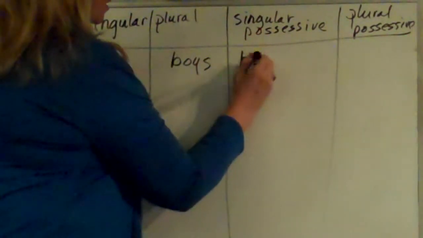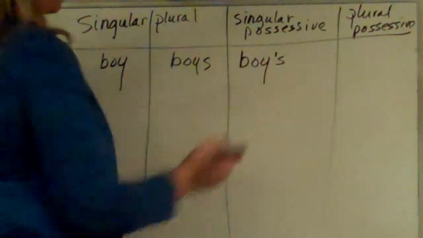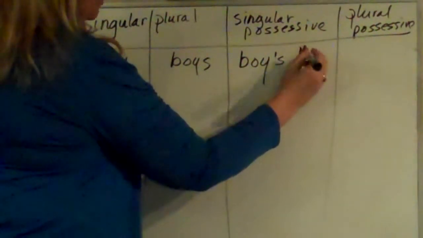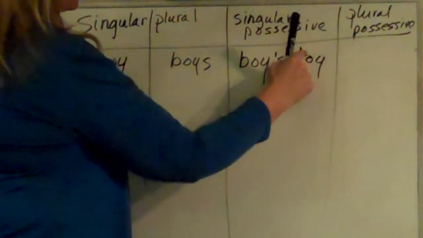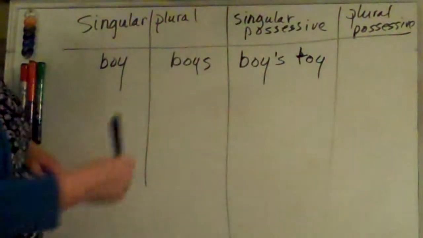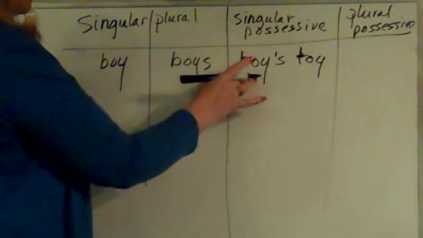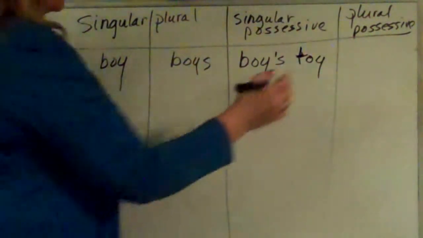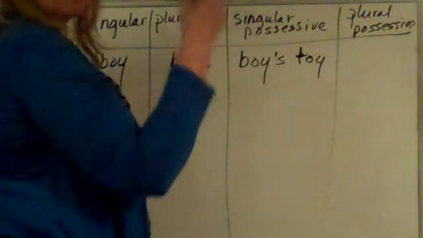right? And you'll notice here I've got boy, apostrophe S, and I told you that when you have a possessive form, it's going to be followed by a noun. Might have an adjective or something in between, but you're going to have something that belongs to the boy, the toy of the boy. In this one, it's going to be plural, right? So it's the toys of the boys.